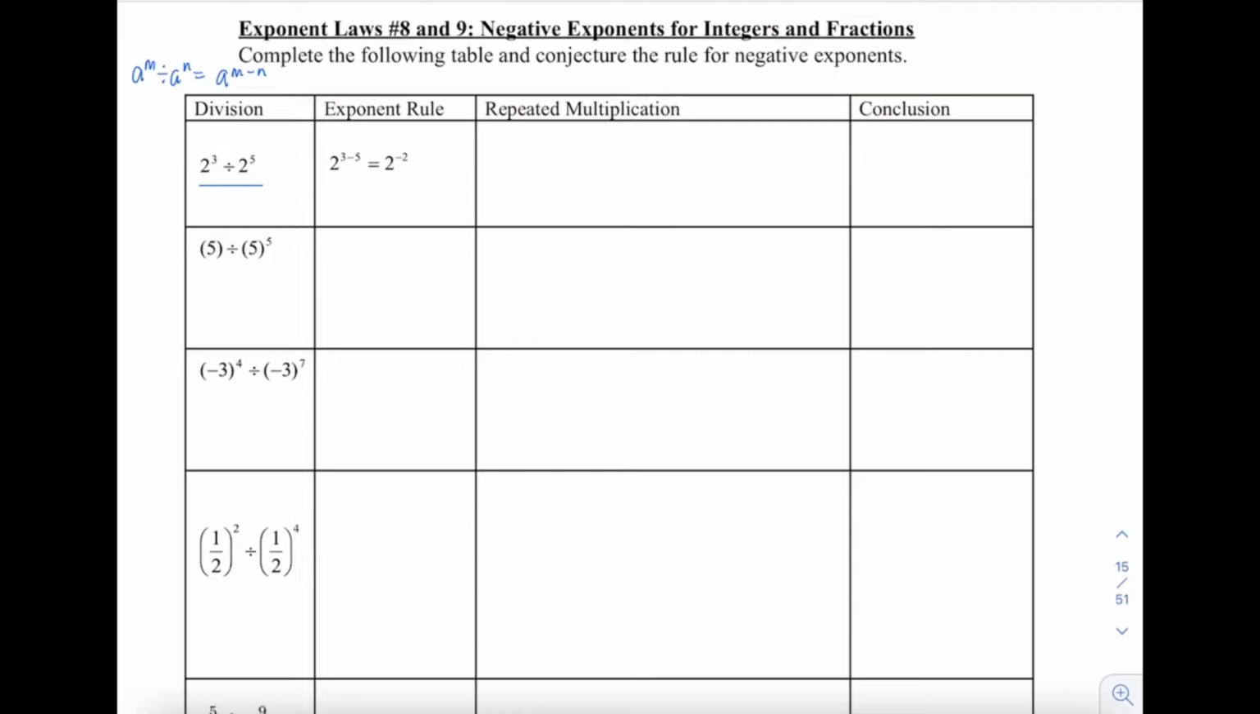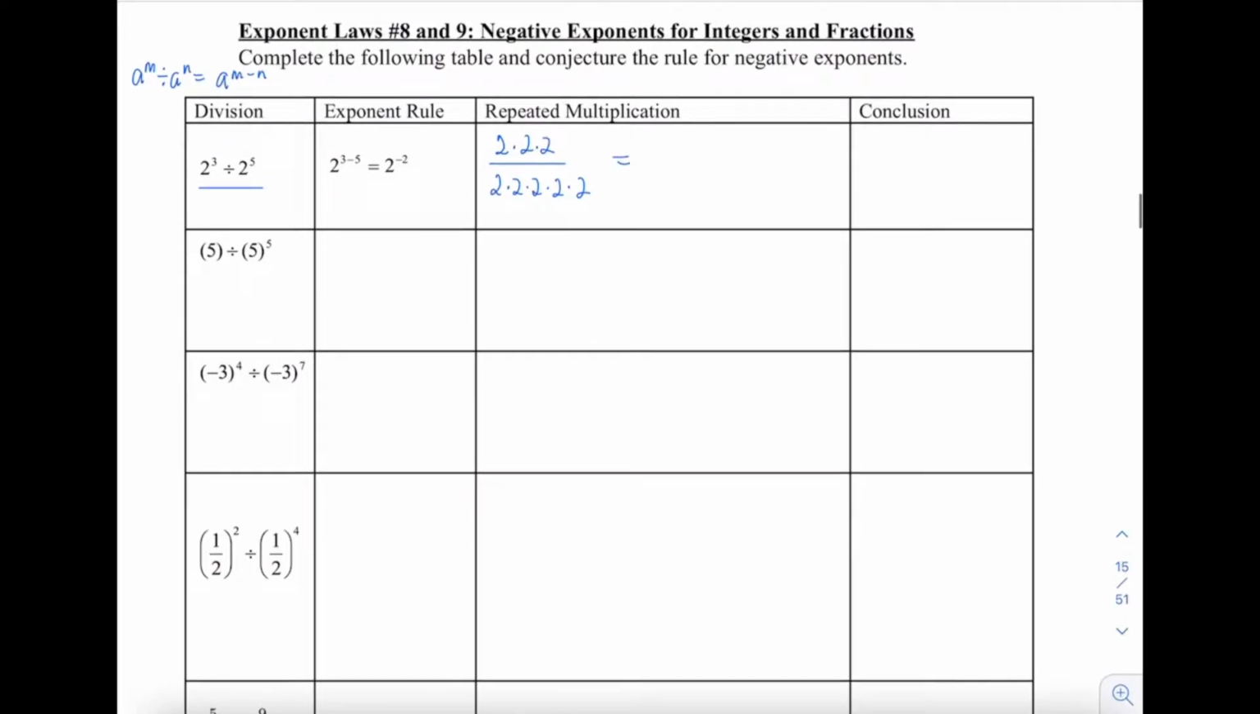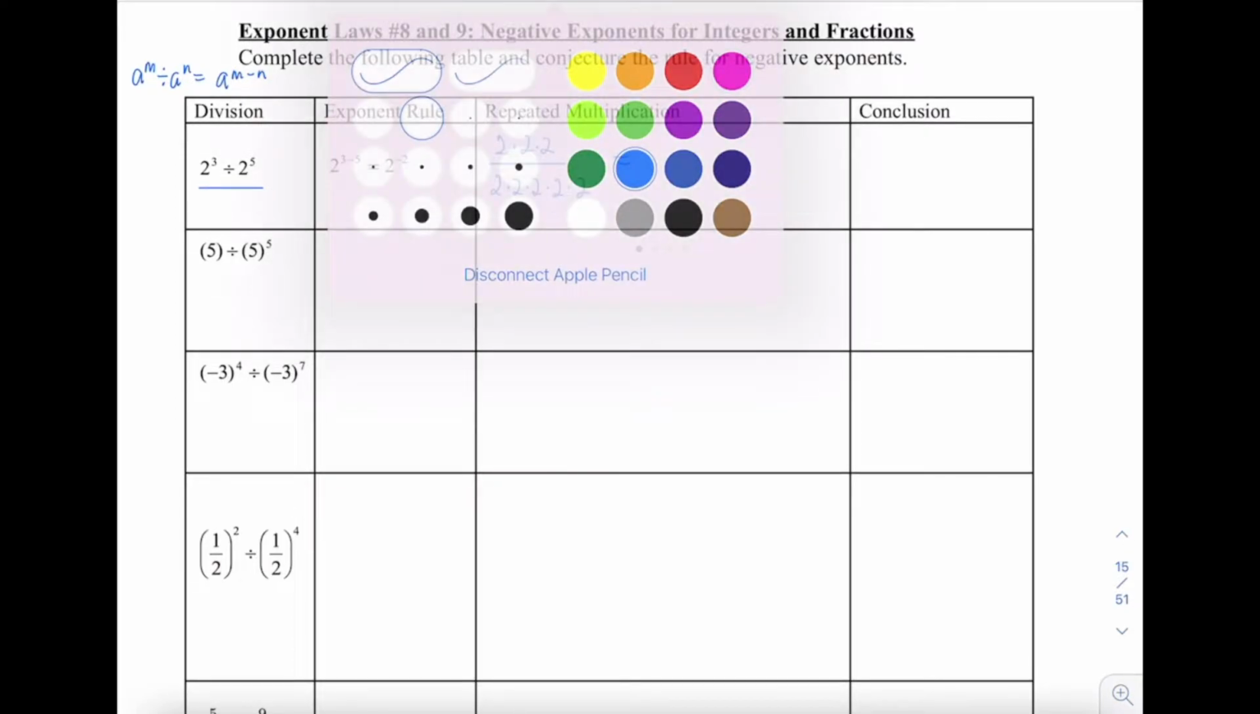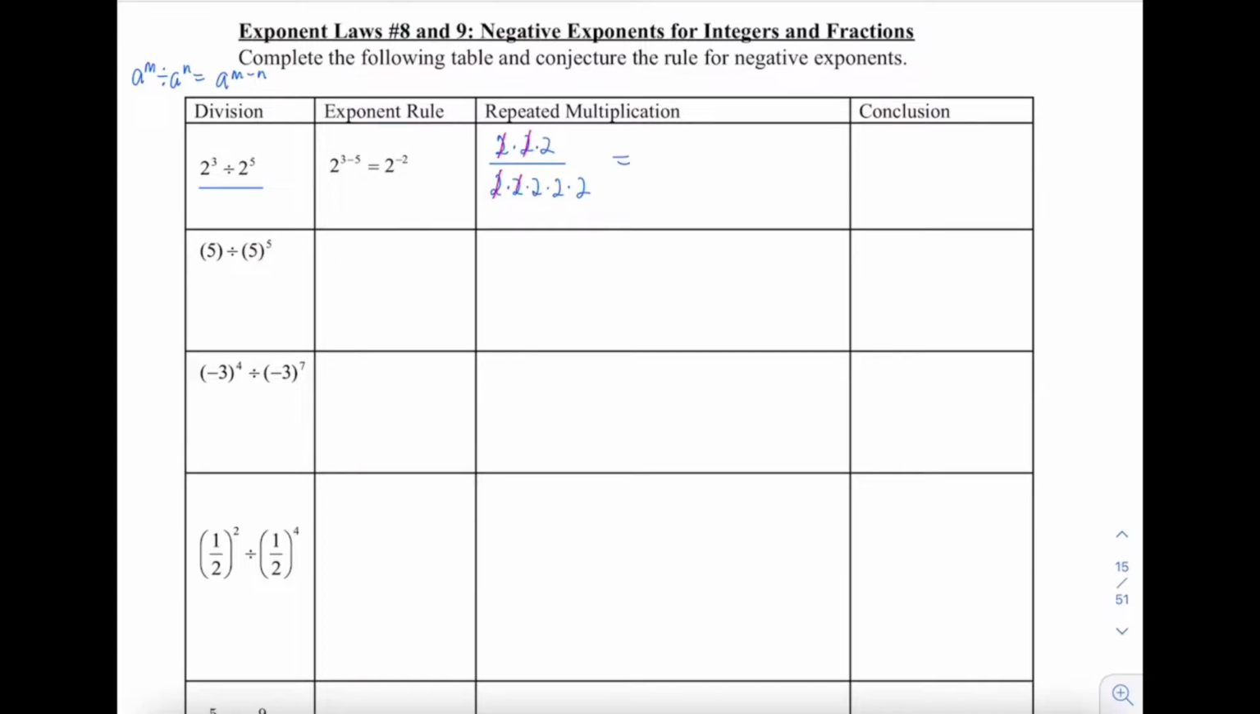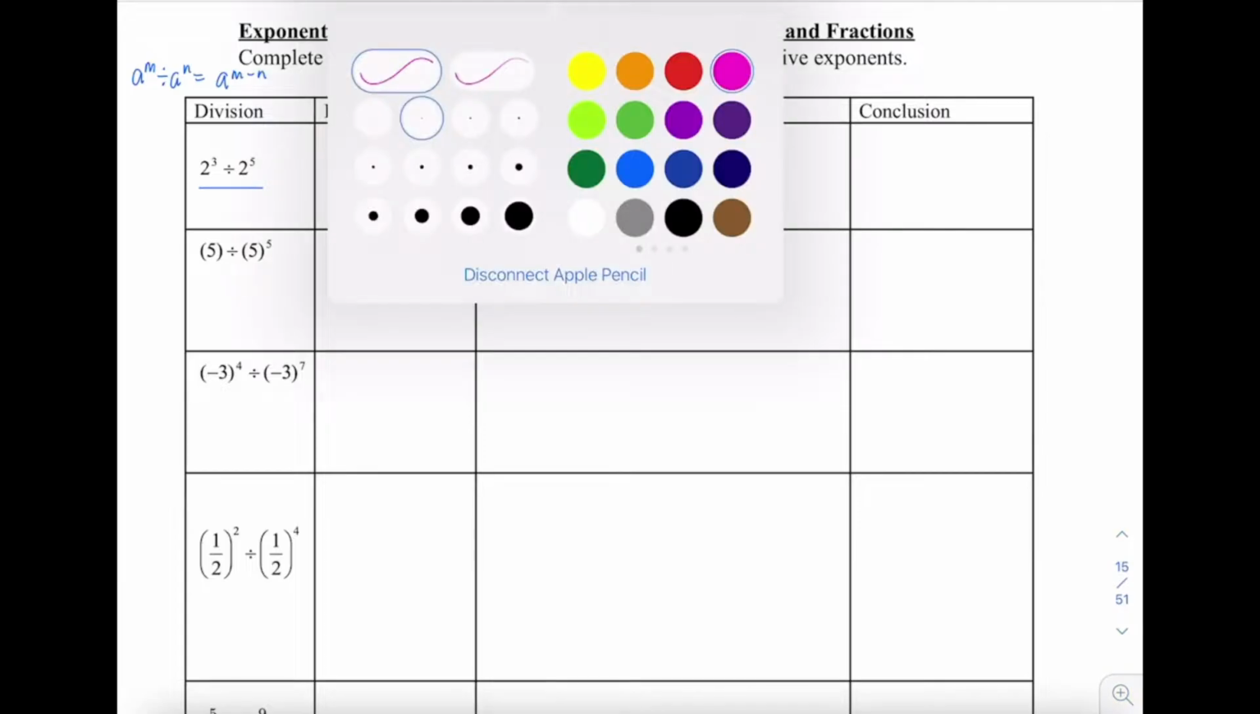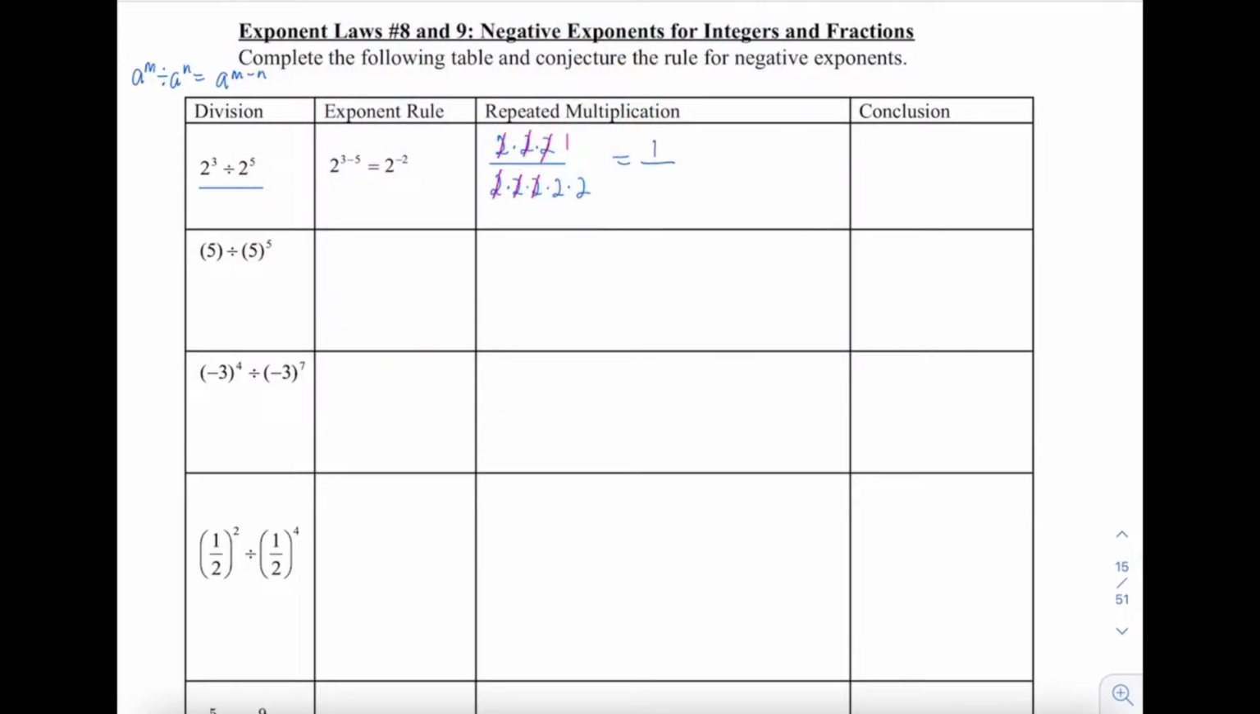So what we're going to do is rewrite this question using repeated multiplication. So I have 3 2's in the numerator and 5 2's in the denominator. And what's nice about this is I can cancel some of the 2's out. So I'll end up getting 1 in the numerator, and I still have 2 2's in the denominator, which I'm going to write as a power, 2 to the power of 2.